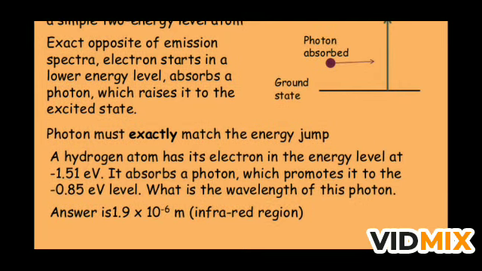A hydrogen atom has its electron in the energy level at minus 1.51 electron volt. It absorbs a photon which promotes it to the minus 0.85 electron volt level. What is the wavelength of this photon? You calculate with the help of the relation given in the previous video, and the answer you will get is 1.9 × 10^-6 meter, that is in the infrared region.